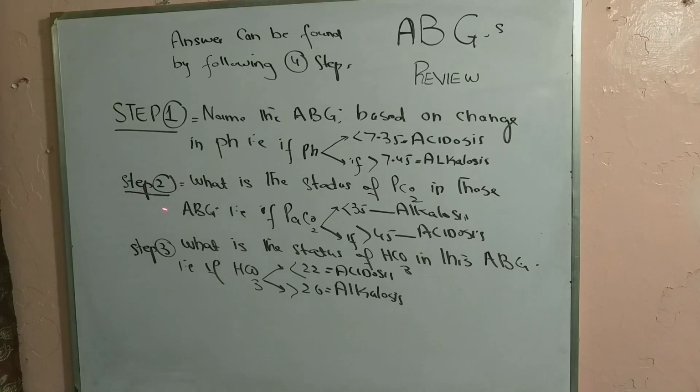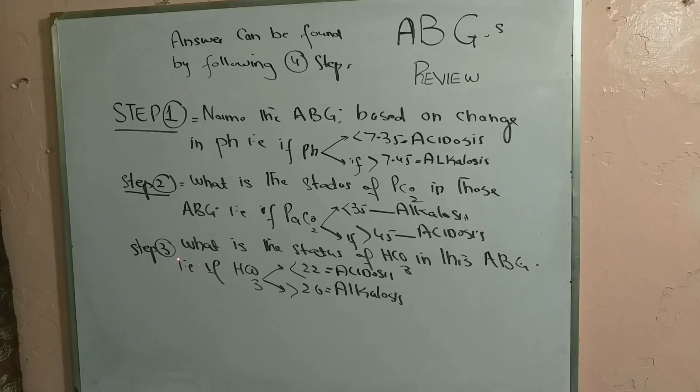Then as step 2, we are to look at the status of the partial pressure of carbon dioxide in these ABGs. If the partial pressure of carbon dioxide is less than 35, we will call it alkalosis, and if it is more than 45, we will call it acidosis.